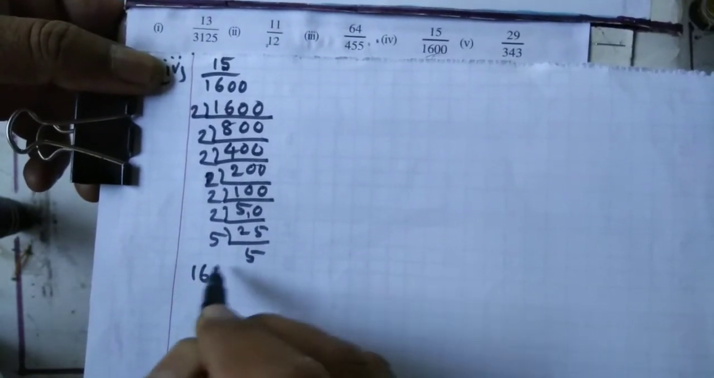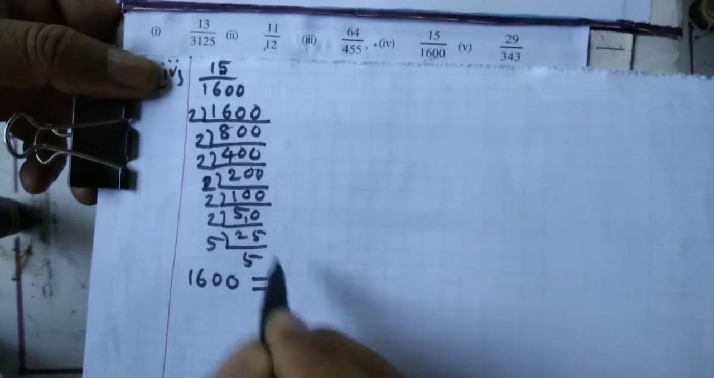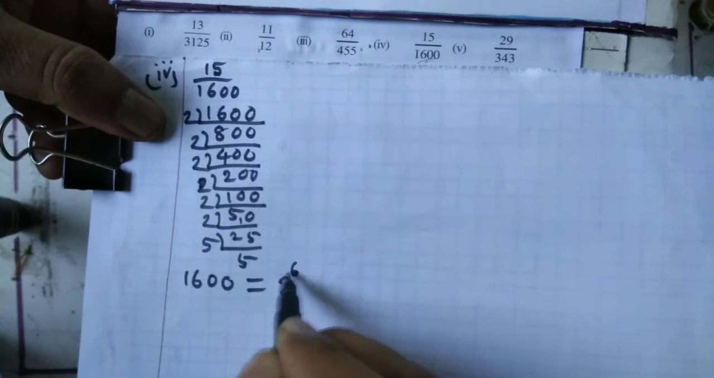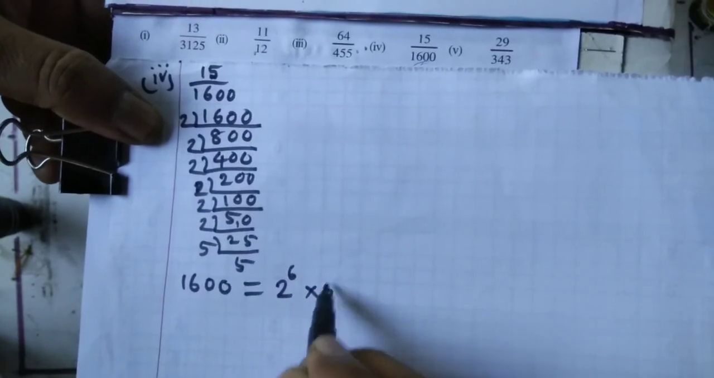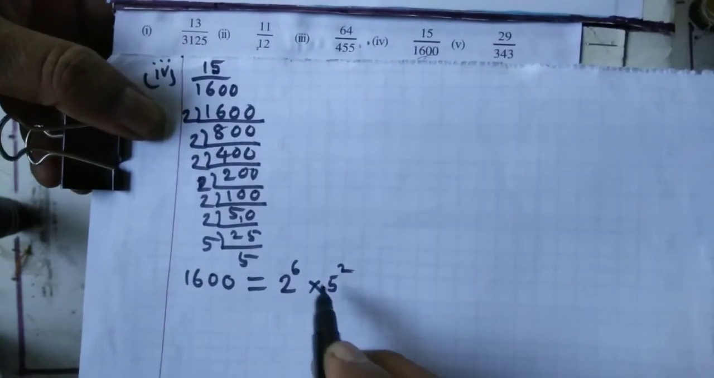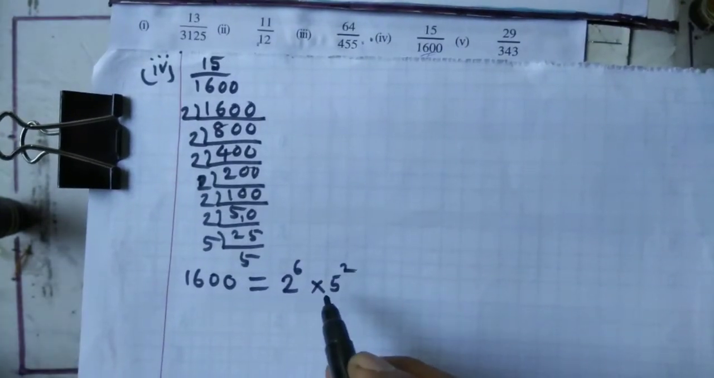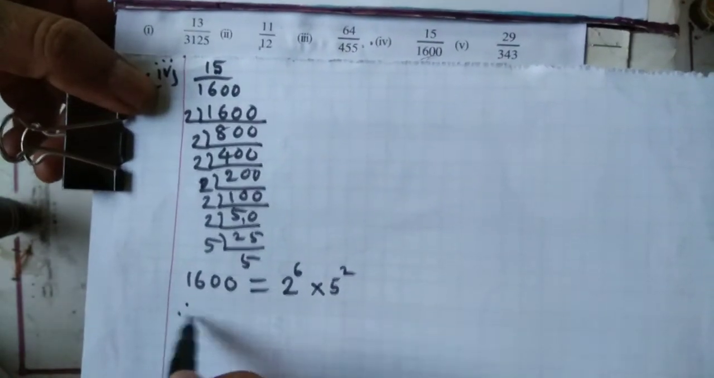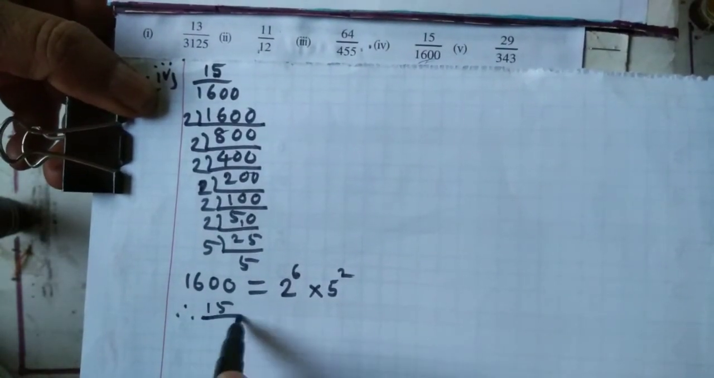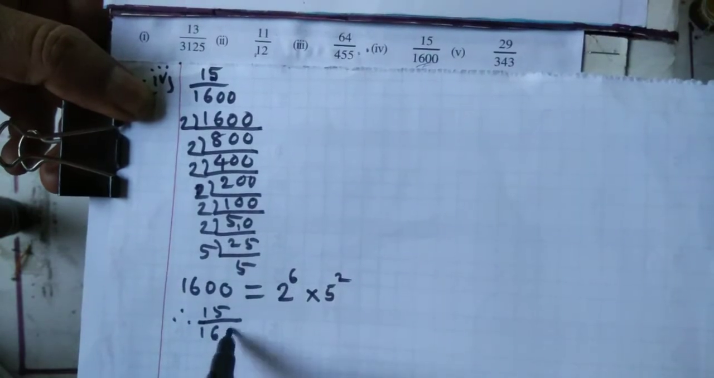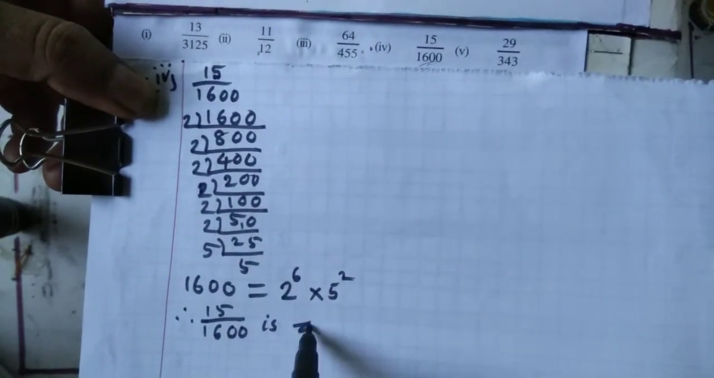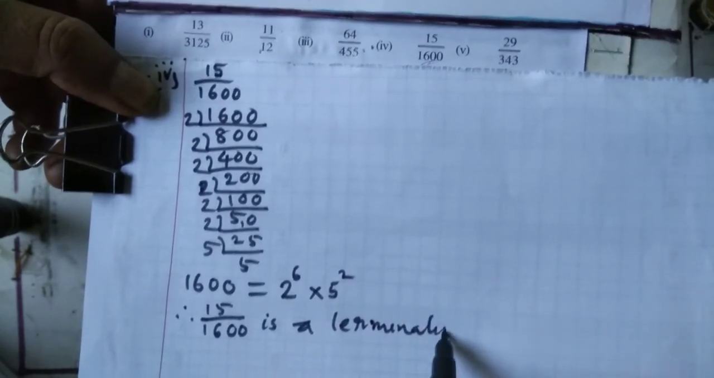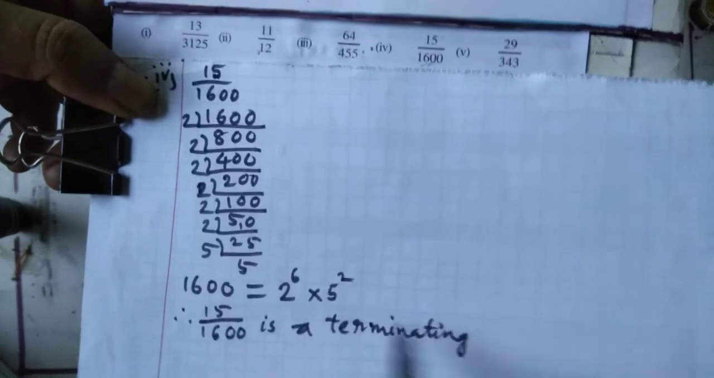So the denominator 1600 is equal to 2 to the power of 6 into 5 square. So the denominator is of the form 2 power n 5 power m. Therefore 15 by 1600 is a terminating decimal.